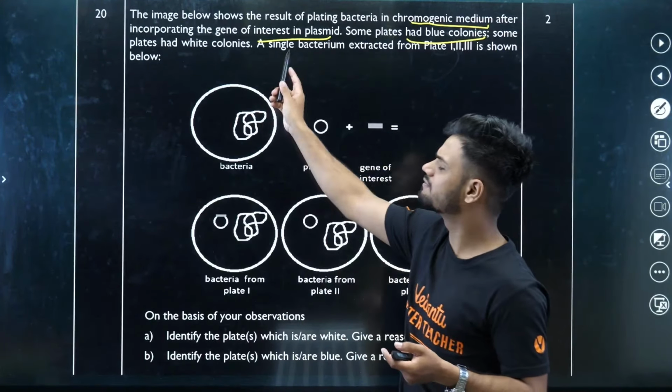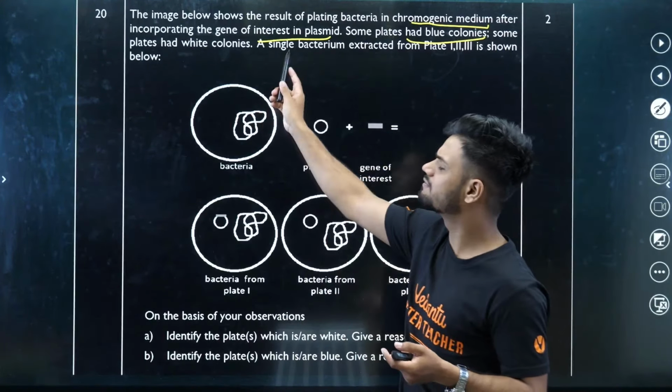Simple. I'll tell you quickly. Listen to my words here. In the first case, do you see the gene of interest attached to the plasmid? Yes. Now, students, remember, on top of this plasmid, there's a region which codes for the beta-galactosidase enzyme. Now, once this gene of interest is going and sitting on this region, which is the region of the plasmid that codes for beta-galactosidase, the gene of interest is coming and completely covering it.